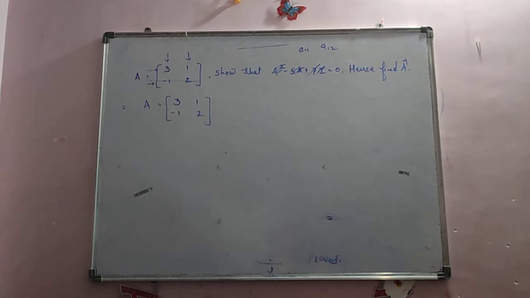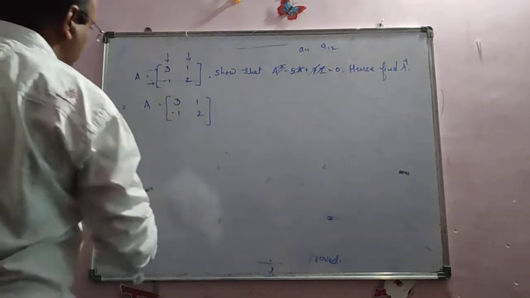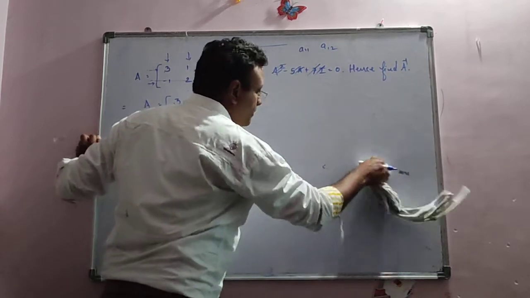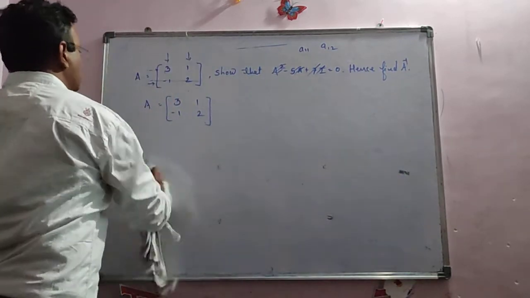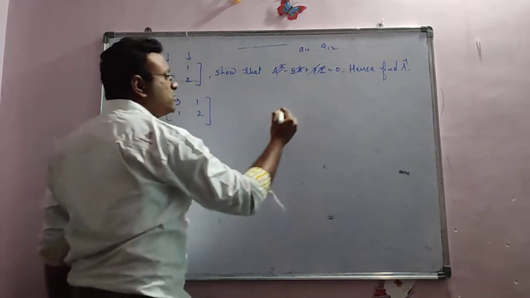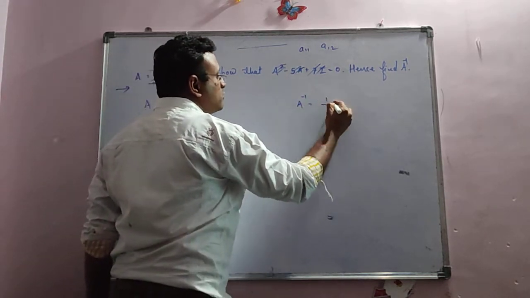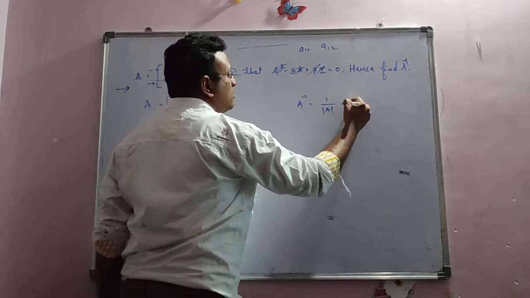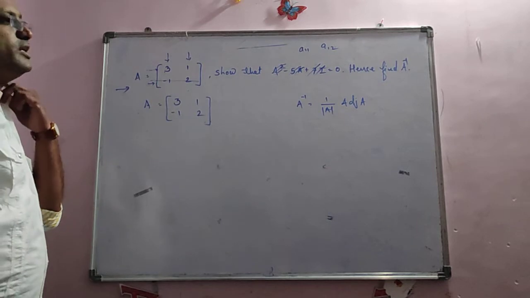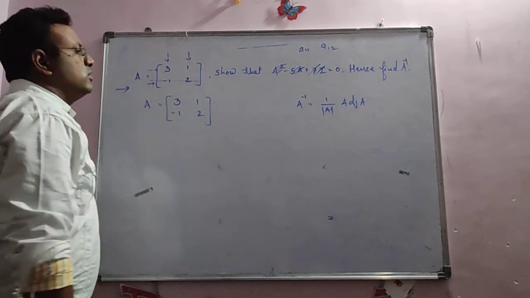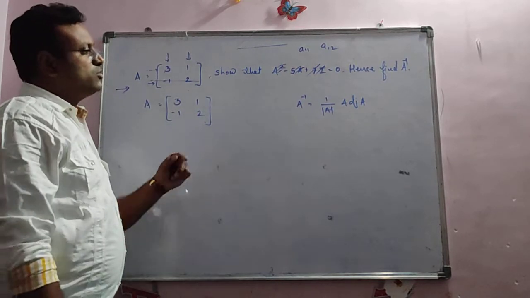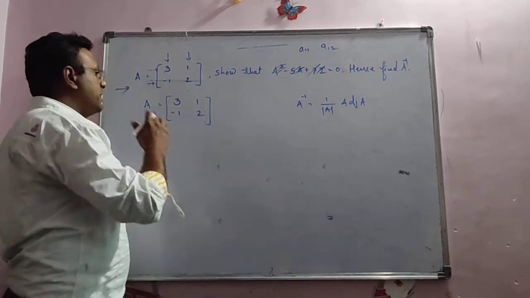Now we are asked to find the inverse of this matrix. The inverse formula is 1 upon determinant of A into adjoint of A. The adjoint of A is nothing but the cofactor matrix of A, so I will do this directly.